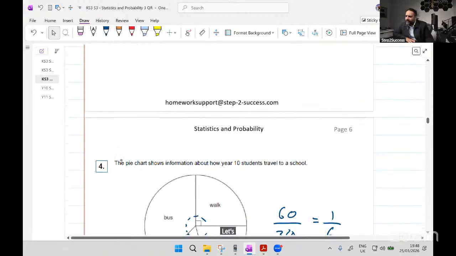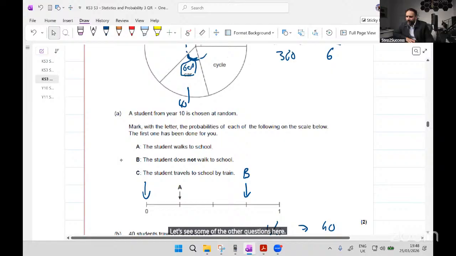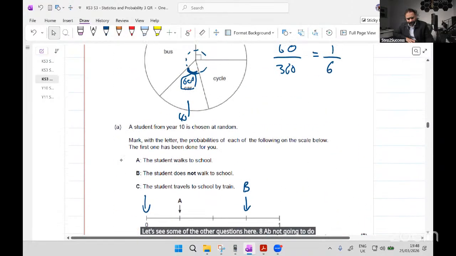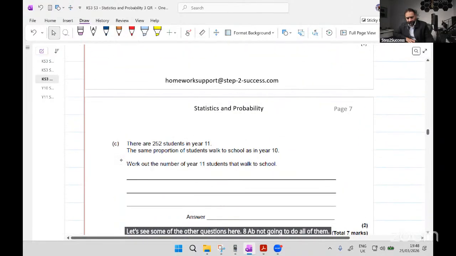Let's see some of the other questions here. 8, A, B. Not going to do all of them. Did 4, B.